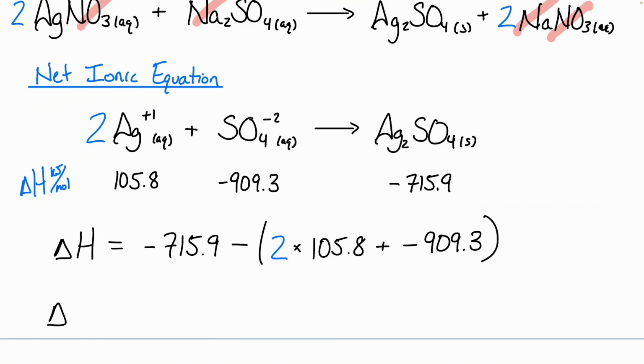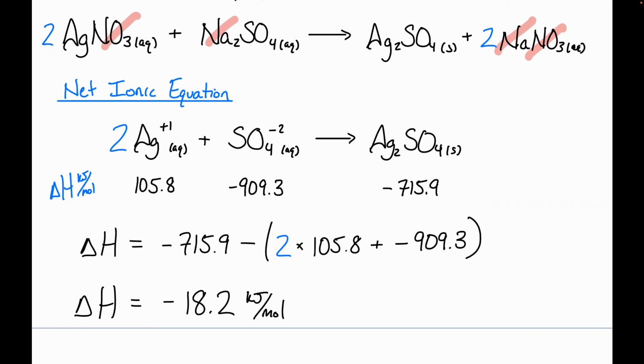Okay, so I punch that into my calculator and I get a delta H of negative 18.2 kilojoules per mole. So what can I say about this precipitation reaction? Is it endothermic or exothermic? So this one would be exothermic. My delta H value is negative.